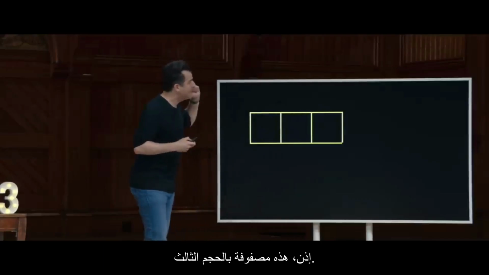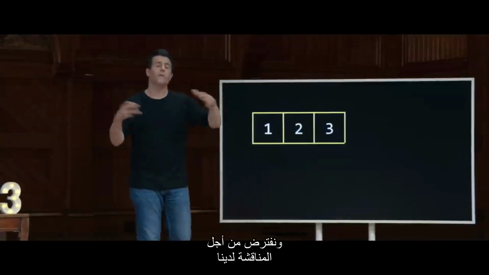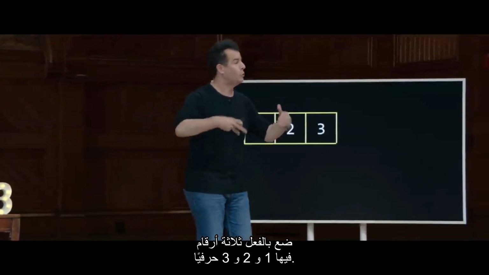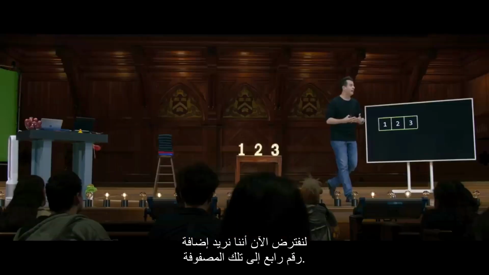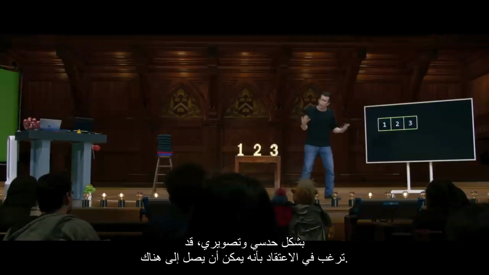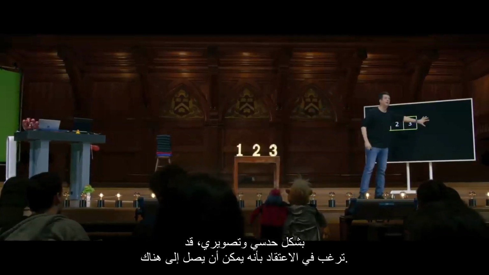So here's an array of size 3. And suppose, for the sake of discussion, we've already put 3 numbers into it: 1, 2, and 3, literally. Suppose now we want to add a 4th number to that array. Well, where does it go? Intuitively and pictorially, you'd like to think it could go there.